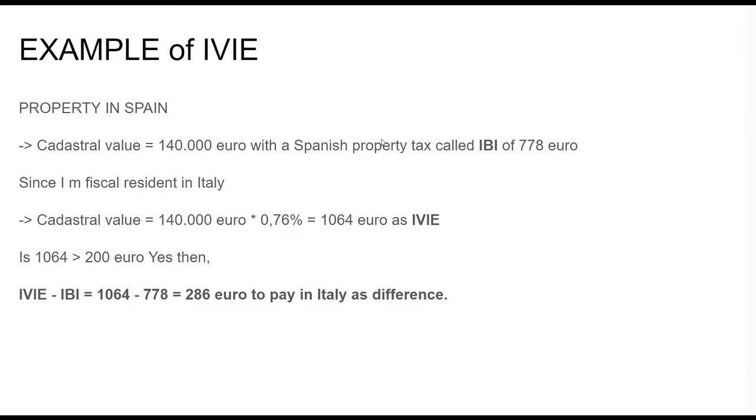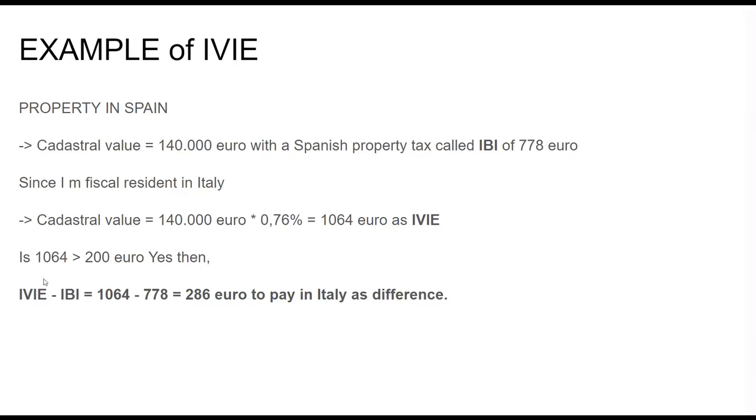And in Spain, the property tax is called IBI. And this is what I have to pay to the Spanish state if I own a property in Spain. But since I'm fiscal resident in Italy, I have to take into account this cadastral value, which is the value from the agreement between Italy and Spain for the calculation of IVIE. I multiply this by 0.76% and I have to pay in Italy 1,064 euro as IVIE. Now, based on the law, if this is bigger than 200 euro, in this case, yes, of course, then IVIE has to be paid.